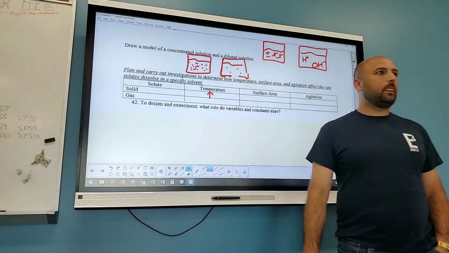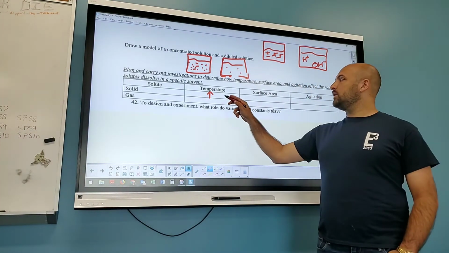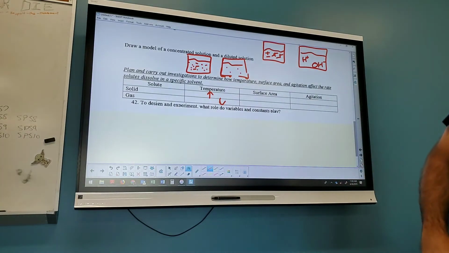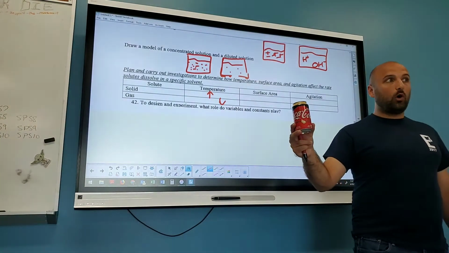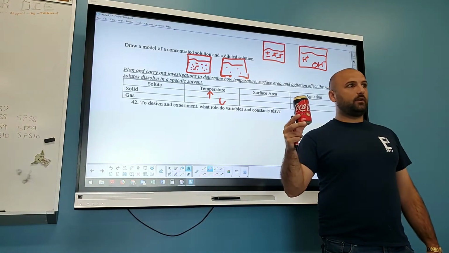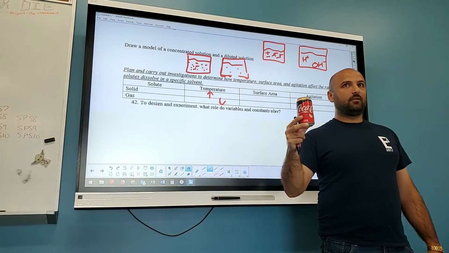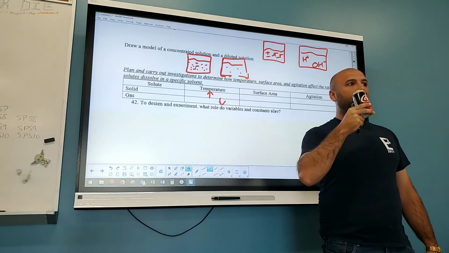What do I do to a gas? Decrease temperature, right? So I've been drinking this Coke here for a while, right? It's gotten warmer. So guess what there's less of in here now? Carbon dioxide. Yeah, carbonation. All that carbon dioxide is leaving.